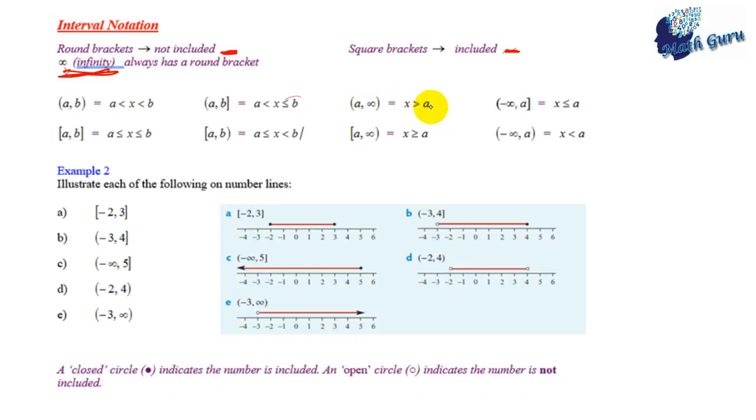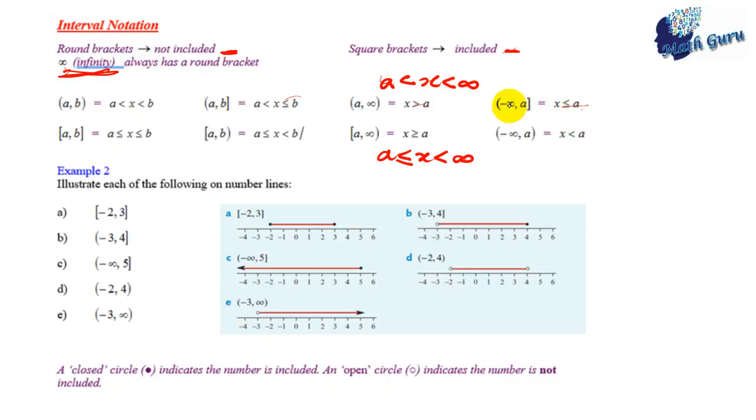A to infinity means X is greater than A. We could also say A is less than X, which is less than infinity. That's exactly the same thing. A to infinity, X is greater than or equal to A. This time it would be A is less than or equal to X, which is less than infinity.